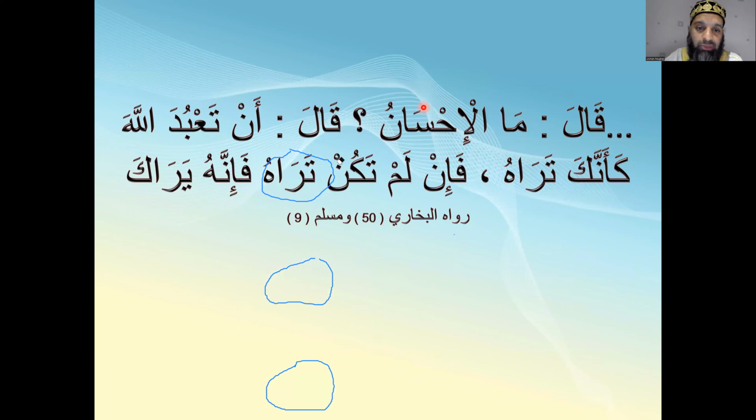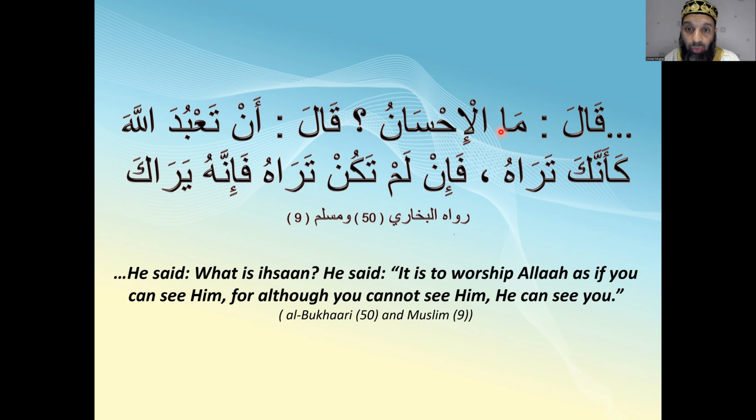This is a hadith, the famous hadith of Jibreel, when Jibreel came to the Prophet and asked some questions. He came in the form of a man and asked some questions, and he said, "Ma al-ihsan? What is ihsan? What is the meaning of ihsan?" Rasulullah sallallahu alaihi wasallam said, "An ta'buda Allah, that you worship." Why is it ta'buda and not ta'budu? Because of an. It's a mansubifier, so it made this next word ta'buda instead of ta'budu. So that you worship Allah, right? Allah is mansub, so Allah is not the one who is worshipping, but Allah is the one who is being worshipped.